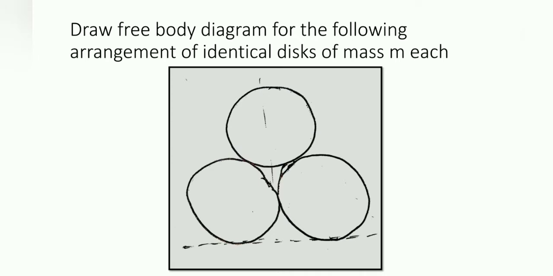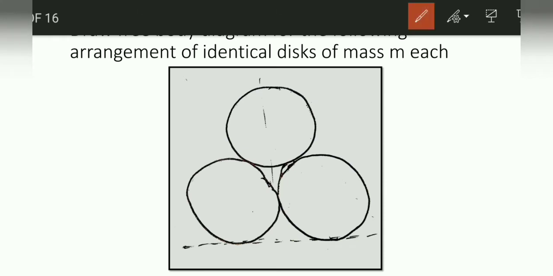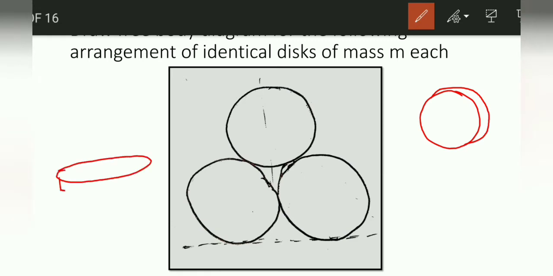Now the actual difficulty level starts. Draw the free body diagram for the following arrangement of identical disks of mass m. First of all, this is a disk. Let me draw a disk properly. This is a disk, a coin, something like that. I can consider this disk as 2D. Sometimes we do, and sometimes if you consider this height, however small it is, then it is 3D.